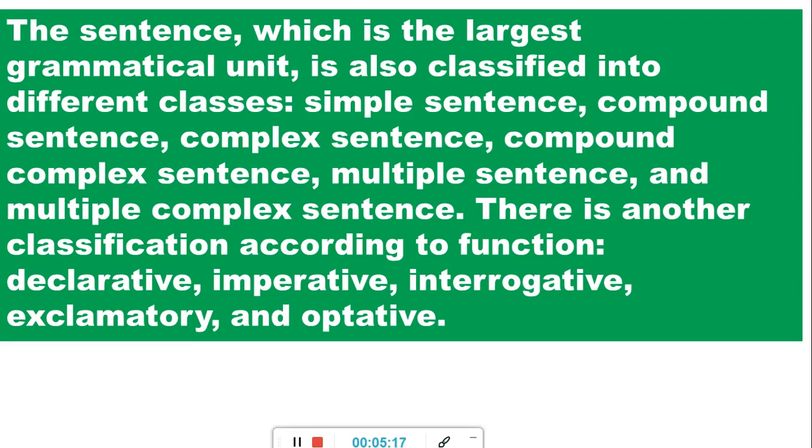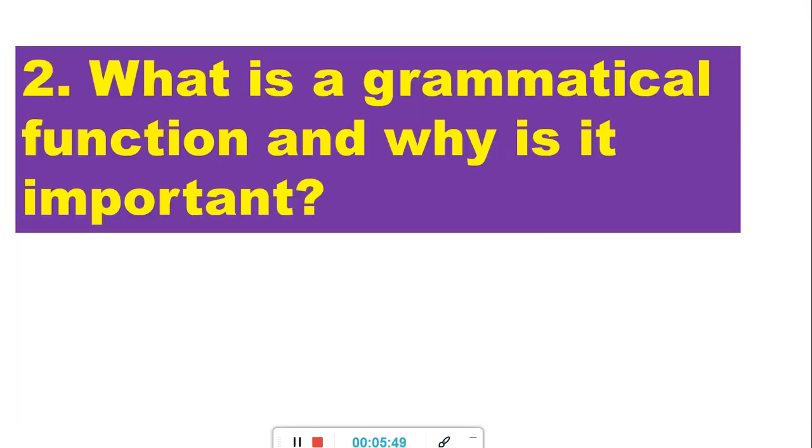There's another classification according to function, such as you have the declarative sentence, which is called a statement, the imperative sentence, which is called a command, the interrogative sentence, which is called a question, the exclamatory sentence, which is called an interjection, and the optative sentence, which is called a request or a prayer, if you like. Now, these various types of grammatical structures are very important.